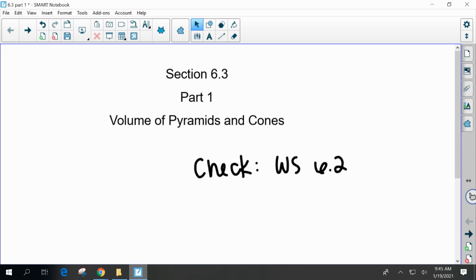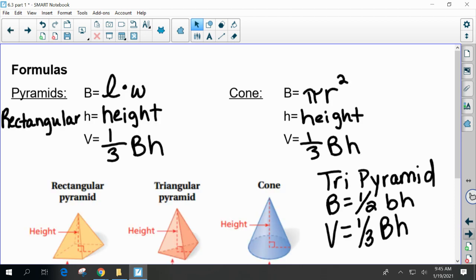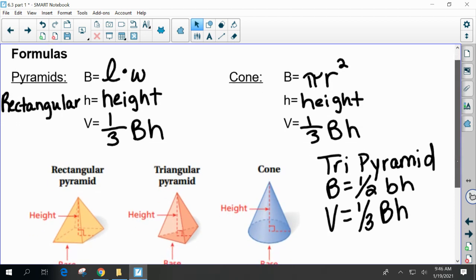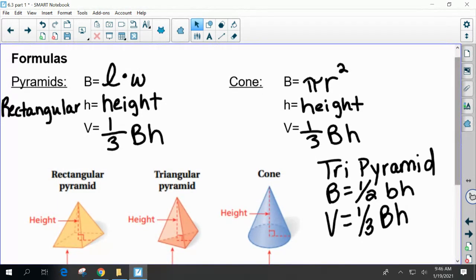So this is section 6.3, part 1. We're going to be learning about volume of pyramids and cones. So here are a few formulas you're going to have to write down on your notes outline. So you want to pause your video and write these down.